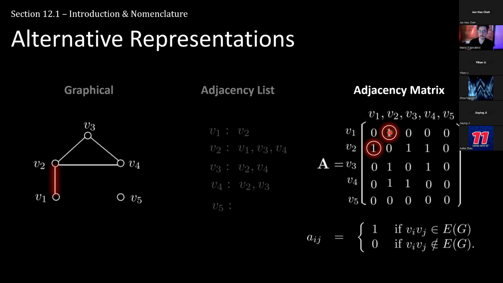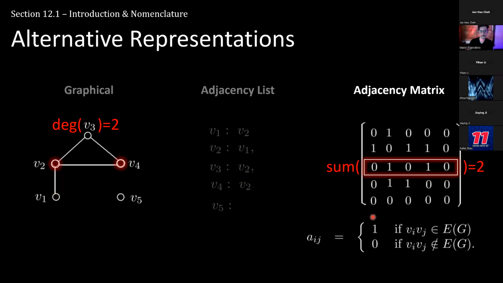And notice that for the case of undirected graphs, this will always be symmetric. Just like there's an edge going from V1 to V2, you can think of it as an edge going from V2 to V1 because there's no direction. So we also need to put a 1 in the second row corresponding to V2, and the first column corresponding to V1.